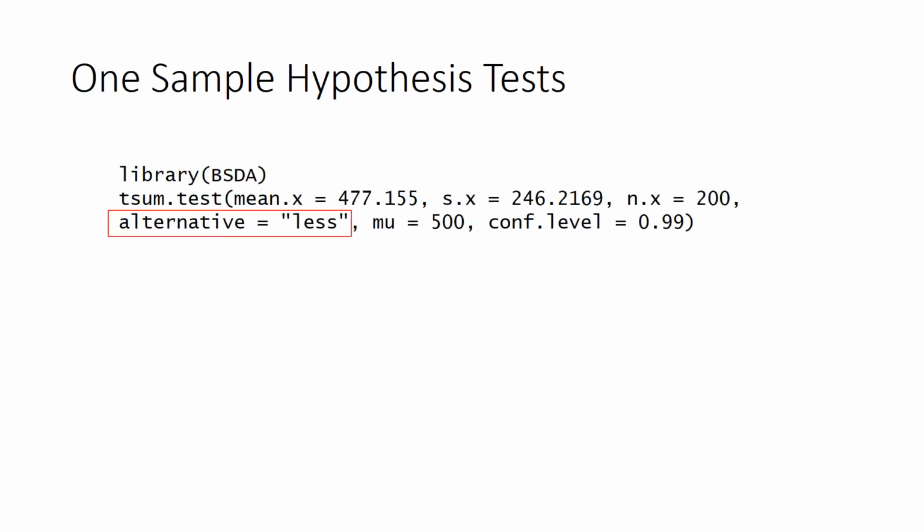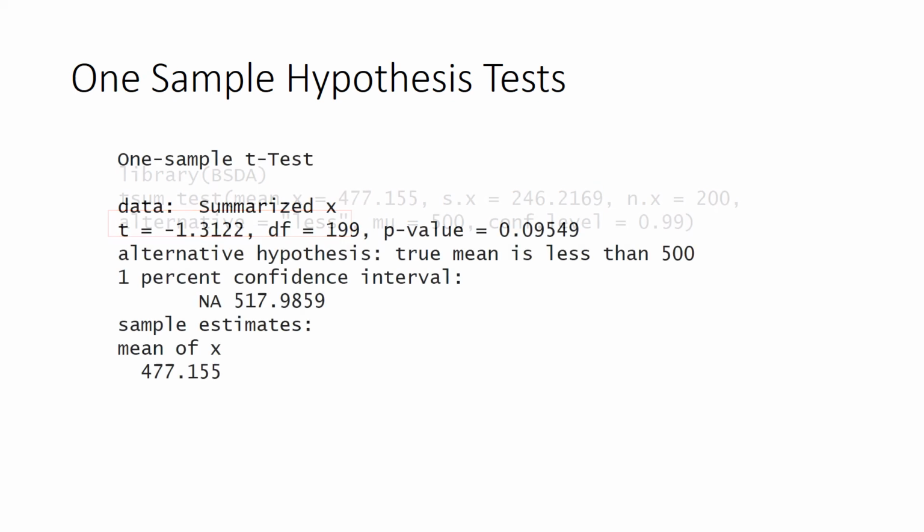We tell R the alternative equals less. Because this is the alternate hypothesis, the 99% confidence level is consistent with alpha 0.01. The calculated value of the test statistic is minus 1.31, rounded. This is greater than the critical value, so we do not reject the null. The p-value is 0.095 rounded. This is greater than alpha, and the one-sided confidence interval tells us that mu may be as large as 518 rounded. All of these indicate that the null hypothesis should not be rejected.